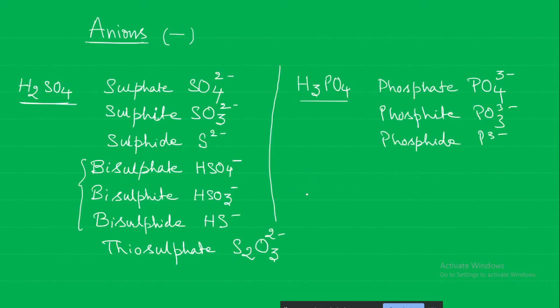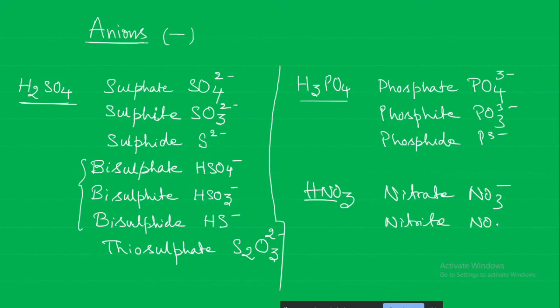Next, nitric acid formula. HNO3. Nitrate, NO3 minus, one minus. Nitrite, NO2 minus. Nitride, N3 minus.